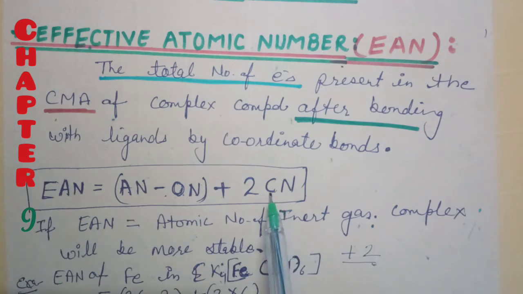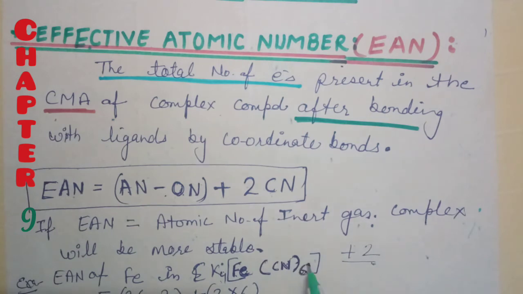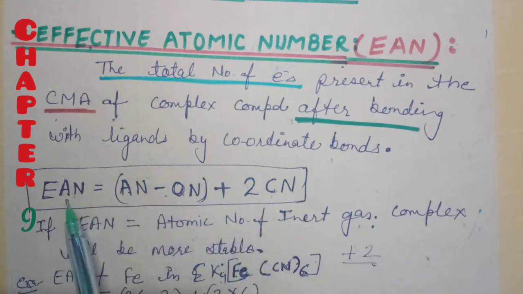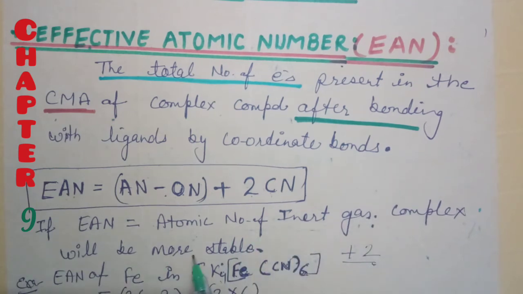To make one coordinate bond, 2 electrons are used. Here the coordination number of Fe is 6, so we will multiply the 6 by 2 because 1 coordinate bond means 2 electrons, 6 coordinate bonds means 6 into 2, meaning 12 electrons. So by this formula we can calculate the EAN. If the EAN is equal to the atomic number of any inert gas, then the complex will be more stable. Okay, it is also a factor to predict the stability of the complex.